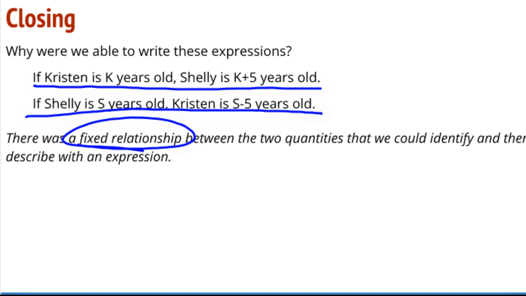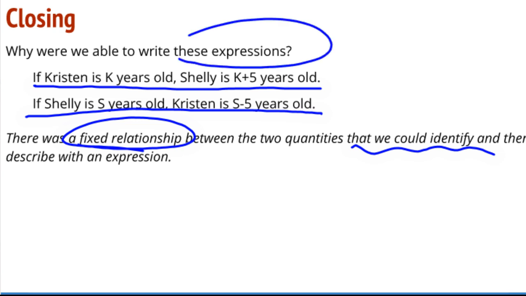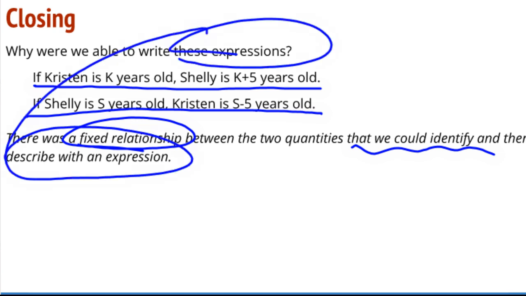Shelley is always 5 years older than Kristen. Kristen is always 5 years younger than Shelley. We can identify that relationship. We can look at a chart of information and recognize that this relationship is not changing. And then we can write an expression to describe that relationship. We can actually say, here is what is happening.